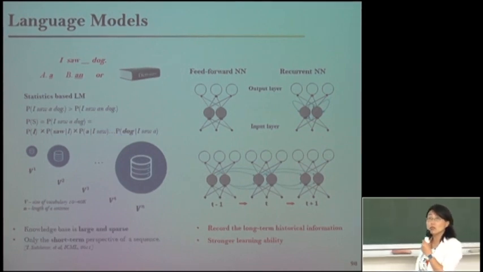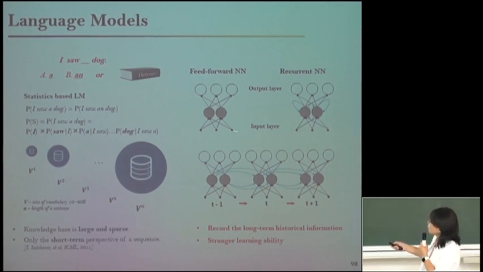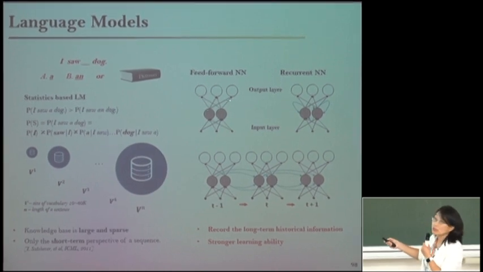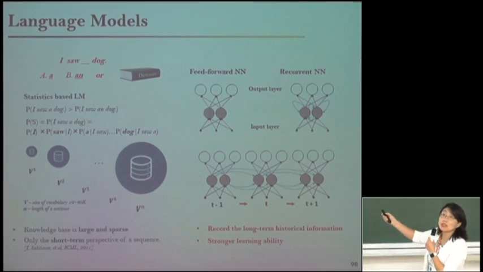So what is the difference between FNN and RNN? I show the kind of structure. This is the input layer, this is the hidden layer, and this is the output layer. So feed-forward goes from input to hidden to output. If we want to add more layers, we add more layers here. So the network size grows.